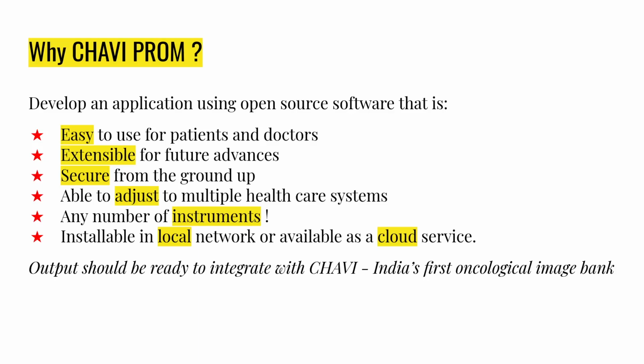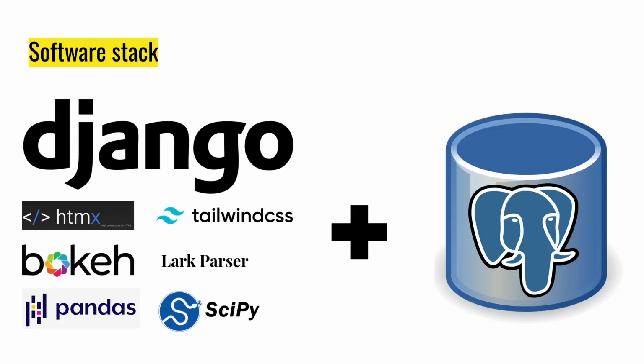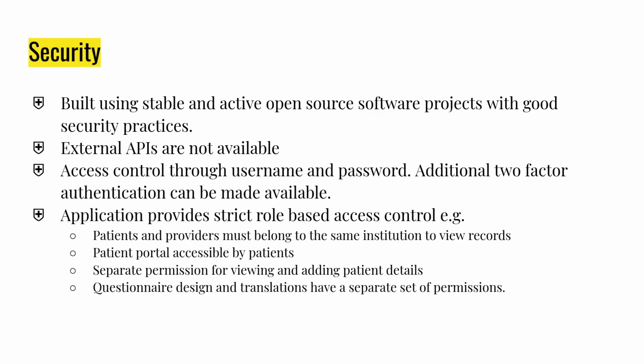It must be installable in the local network or available as a cloud service. And of course, one of our motivators was also that the output should be ready to integrate with Chavi, India's premier oncological imaging bank. This is the software stack that we have used. All of these are open source software with a long history of maintenance and security. We have built this software using stable and active open source software projects.